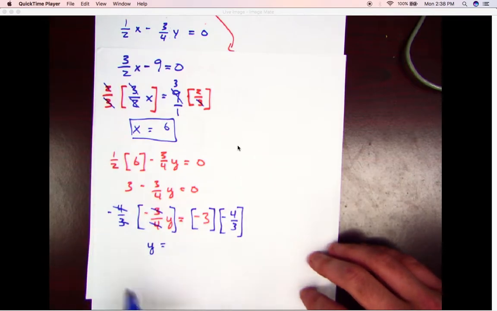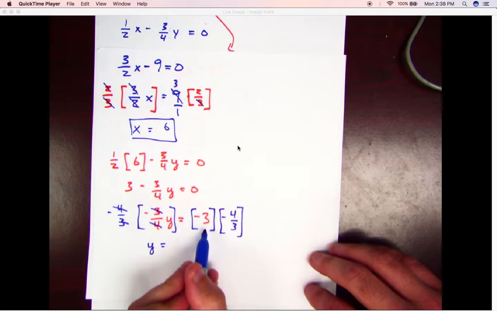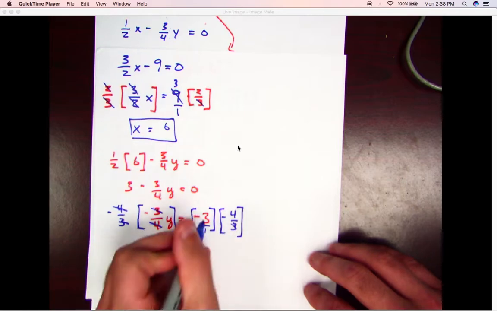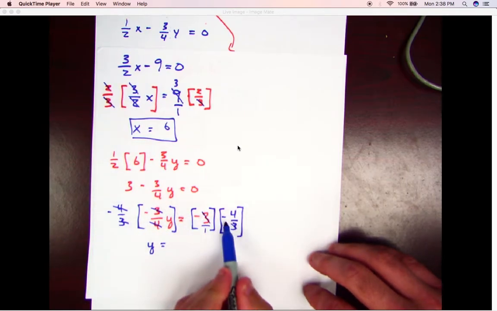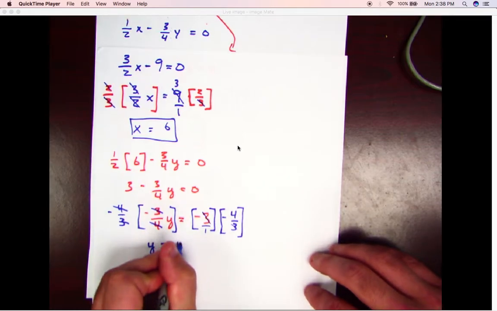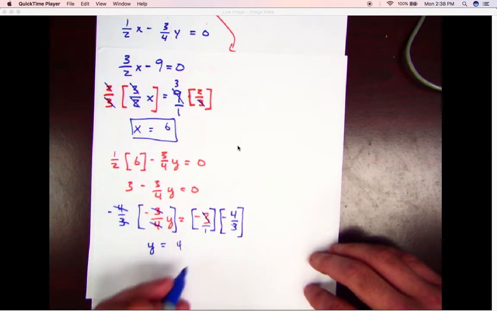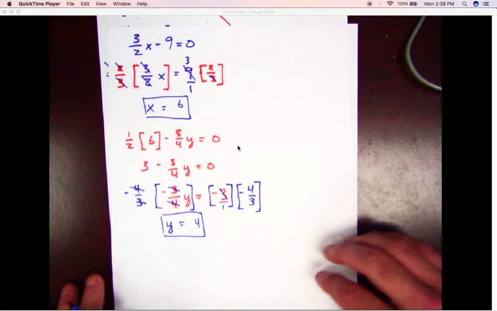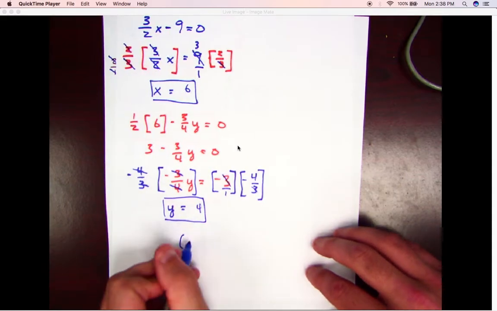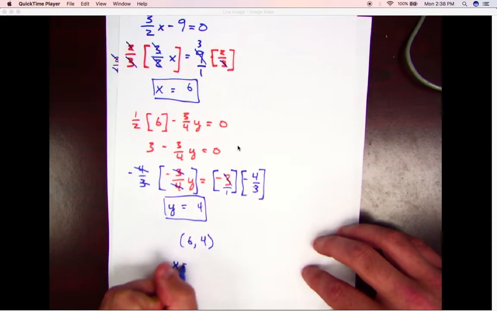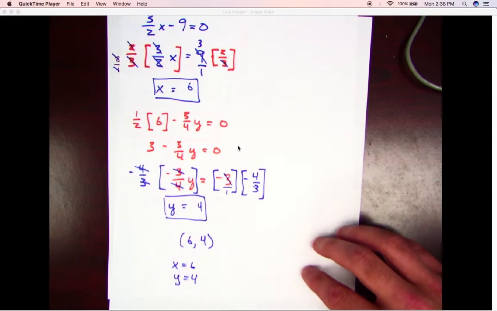Now over on the right-hand side, remember this is an understood negative 3 over 1. So now this 3 cancels out with this 3. A negative times a negative, that becomes a positive. Then all we have left is a 1 times 4, which gets me a positive 4 over an understood 1, or just positive 4. So in this system of equations, our final answer would be an x value of 6 and a y value of 4. So x is 6 and y is 4.